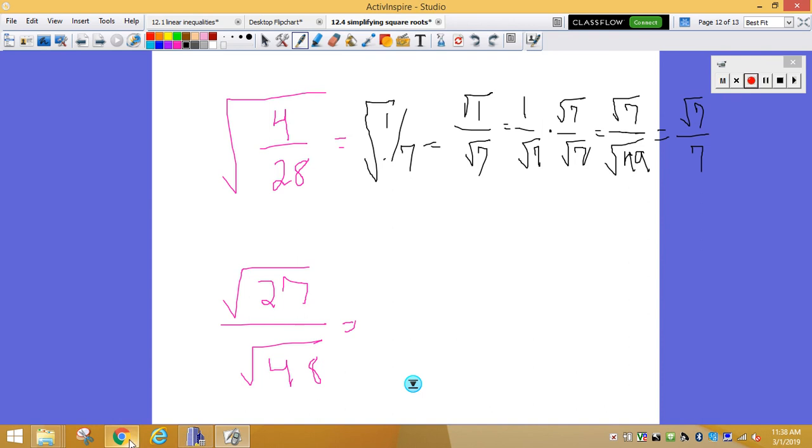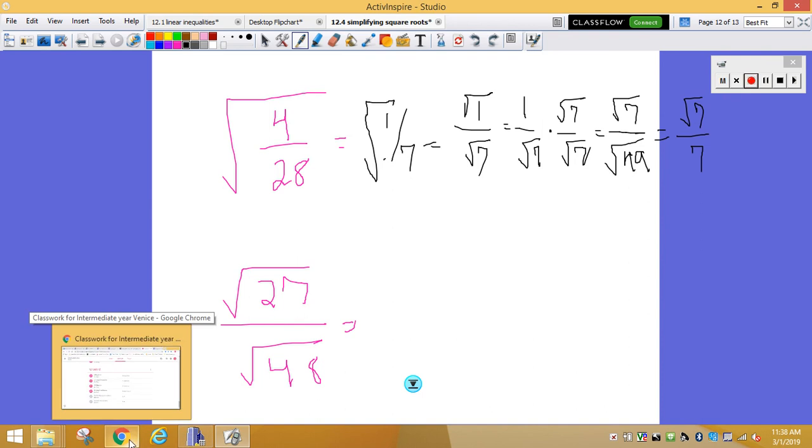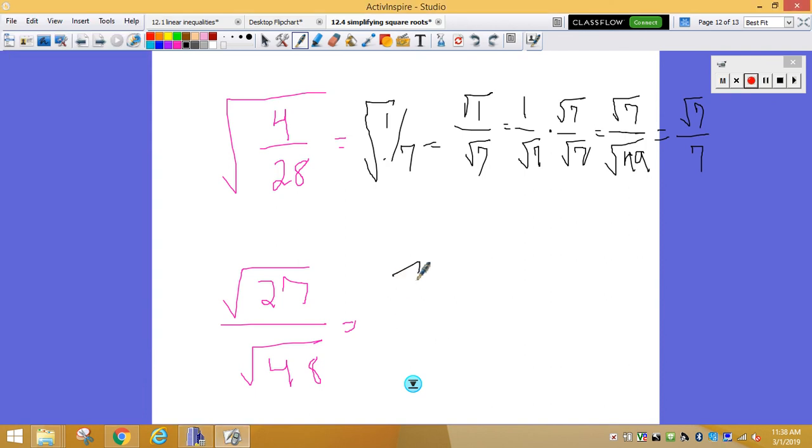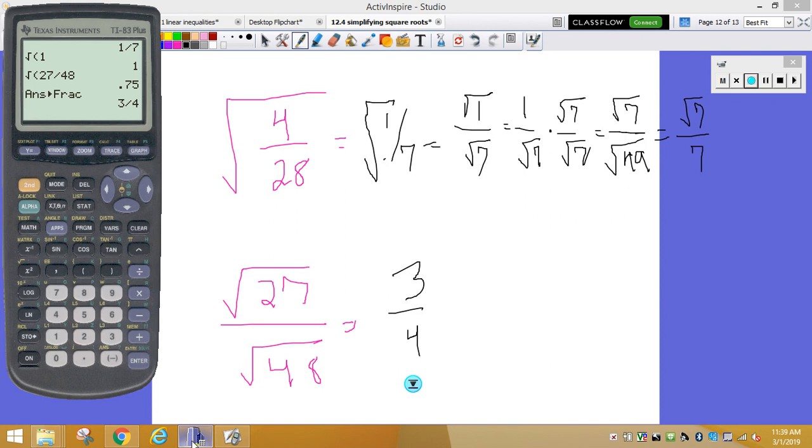All right, let's try this one. Square root of 27 over square root of 48. Let's divide those, see if it works. Square root 27 over 48. Oh, look at that. We got one that just did it nicely for us. And it is 3/4. Square root of 27 over square root of 48 is just 3/4.